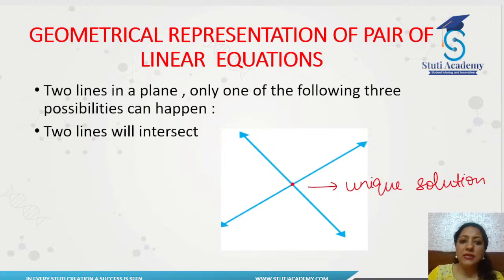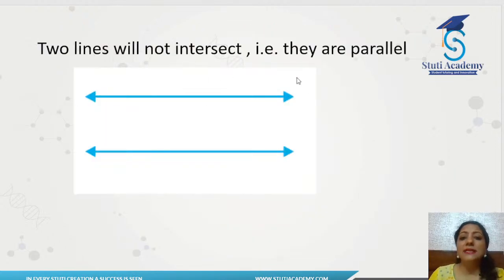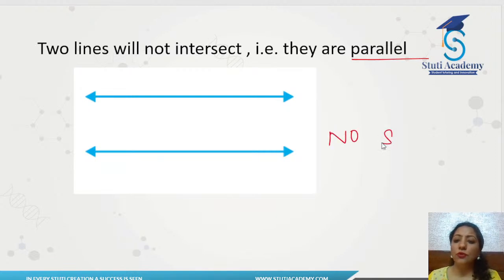Now let us discuss the next one here. When the lines are parallel, please observe, let's say that these two lines are representing two linear equations in two variables. How many points in common do we have? Do we have any point in common? They are parallel lines. Even if I extend these lines, they will never meet. That means they don't have any point in common. There is no value of x and y which is going to satisfy both the equations simultaneously. So this is the case of no solution.